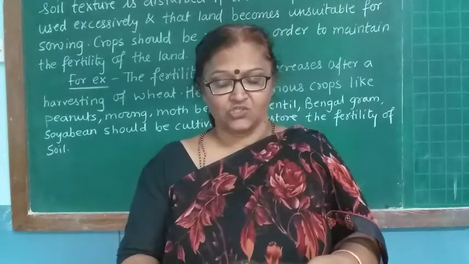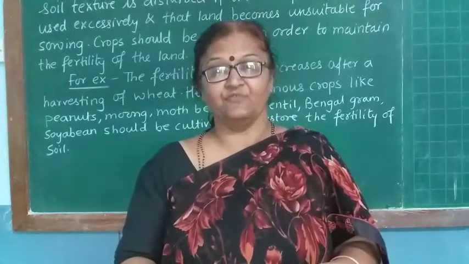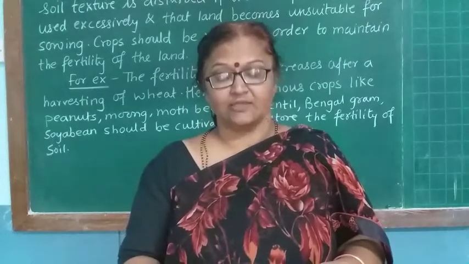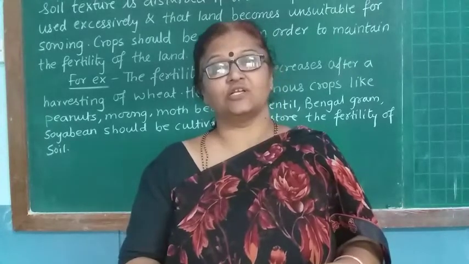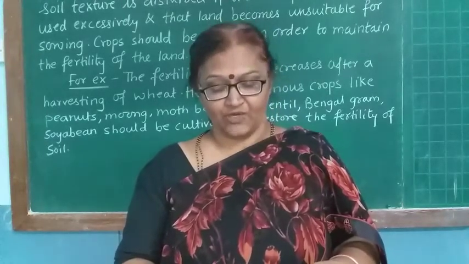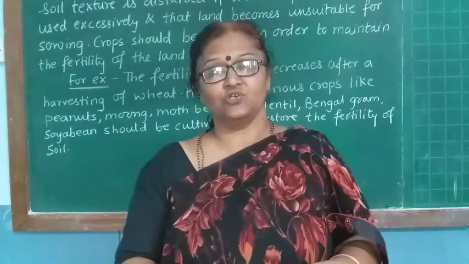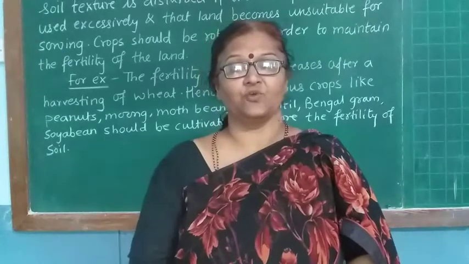According to that, soil may be found to be one of the following three types. See, if it is an acidic solution, the pH will be less than 6.5. If it is a neutral solution, then the pH will be 6.5 to 7.5. If it is an alkaline solution, then the pH will be higher than 7.5.